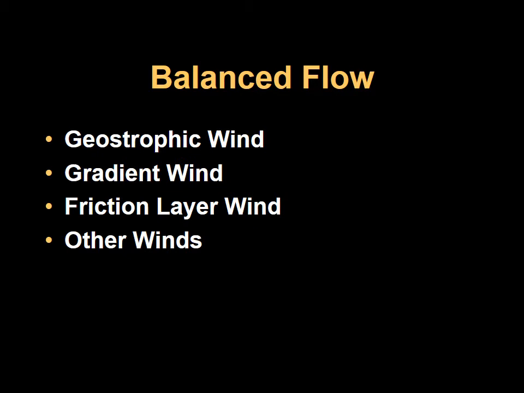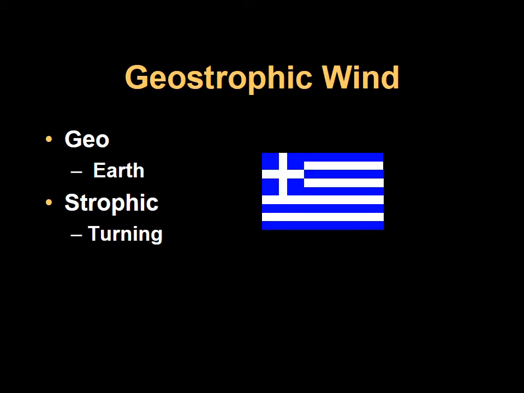So the first wind that we're going to talk about is the geostrophic wind. And geostrophic comes from the Greek derivatives geo, which means earth. Also, geo is a type of car. And then strophic, which means turning, so earth turning wind.